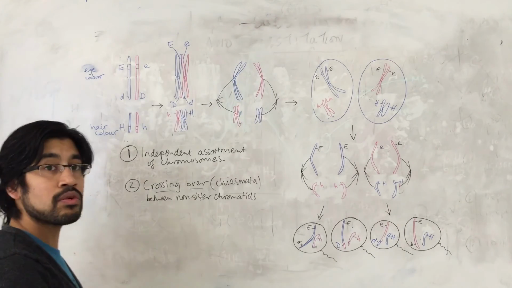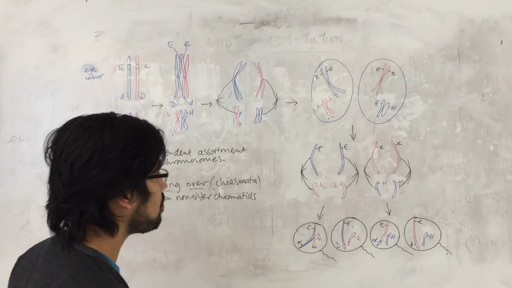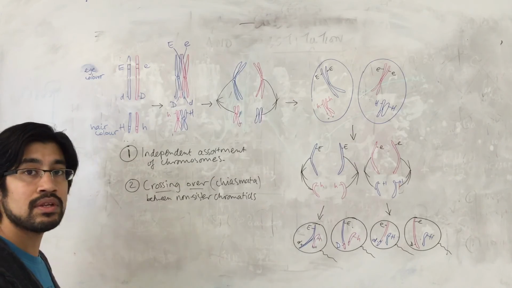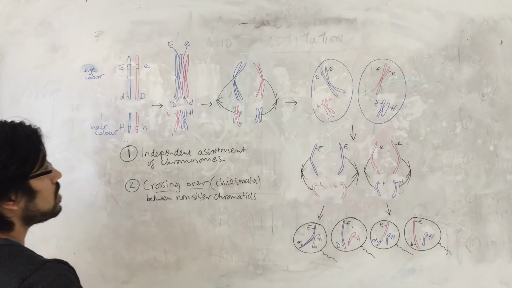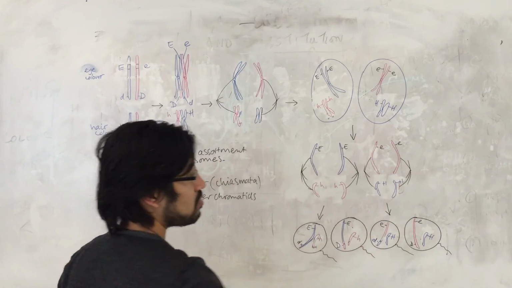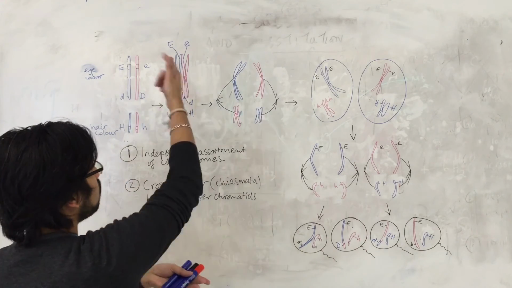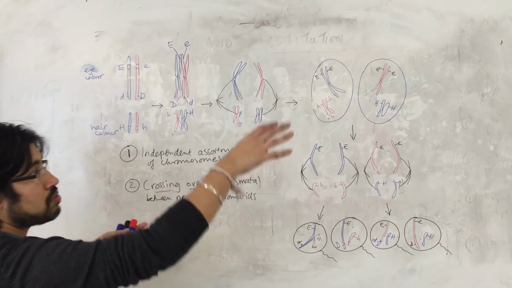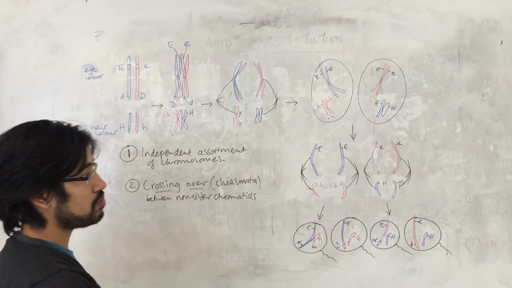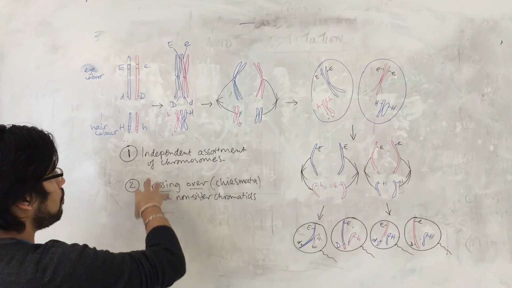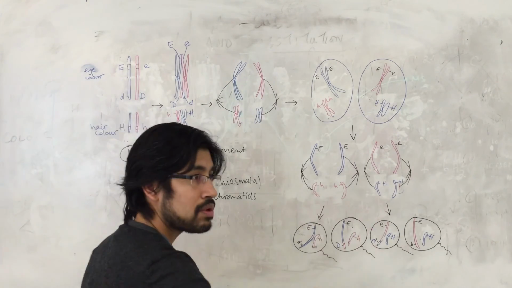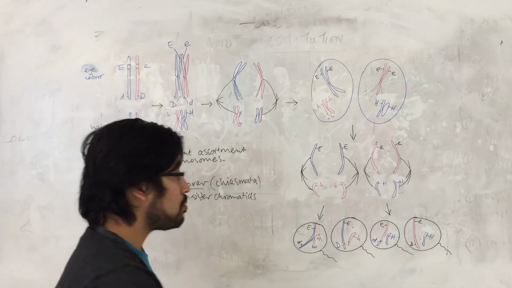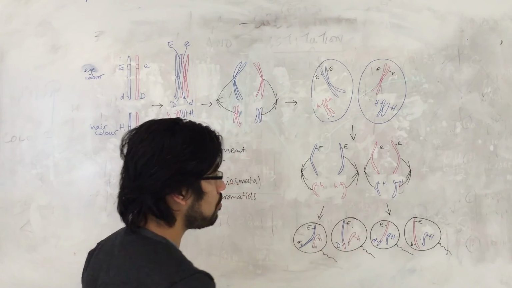So this doesn't always happen, and it's likely that it can happen in different places. So we have now generated a whole, independent assortment led to an increase in our possible allele combinations, but crossing over mixes that up more, because now we've got new allele combinations.